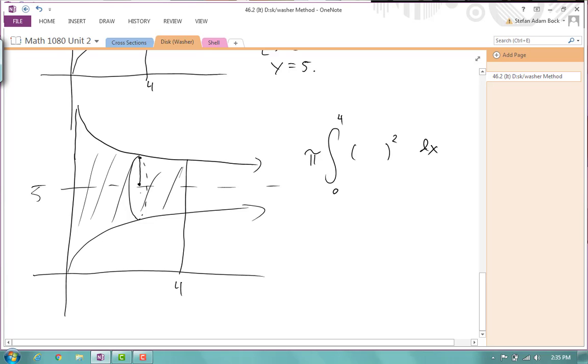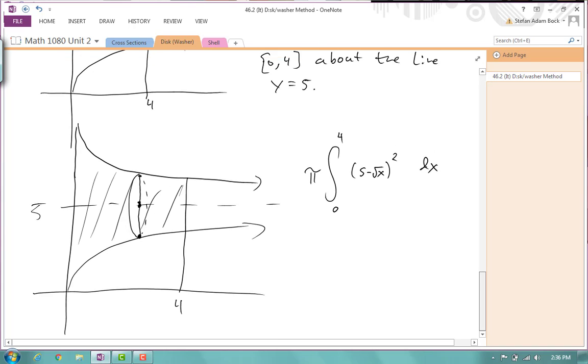But the distance from the axis to the curve is actually 5 minus the square root of x. And to solve that, I would just multiply everything out and apply the power rule everywhere.